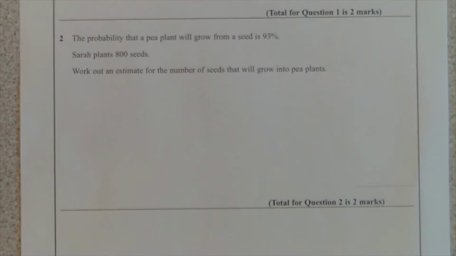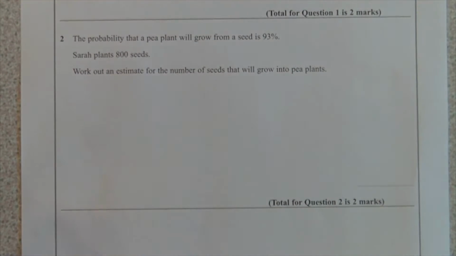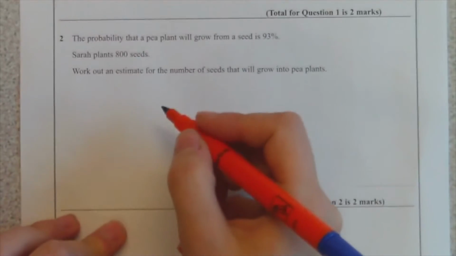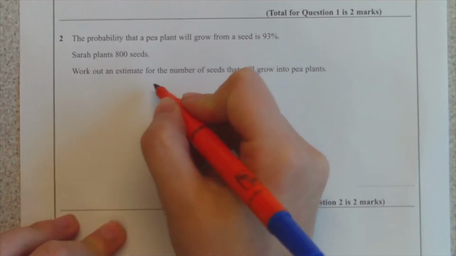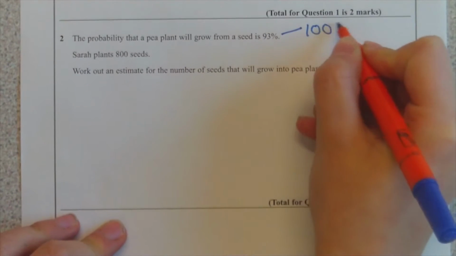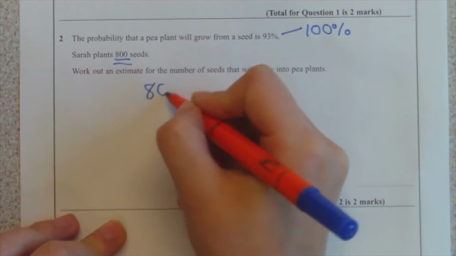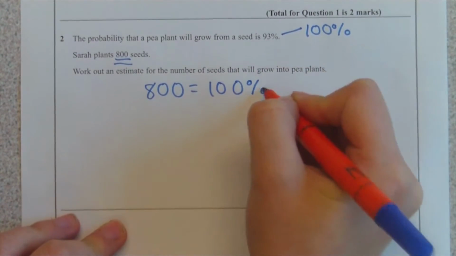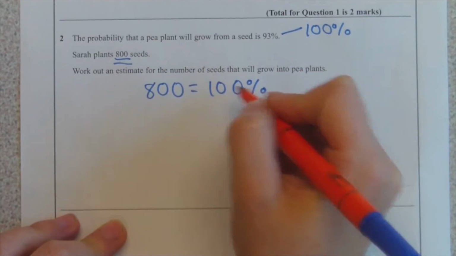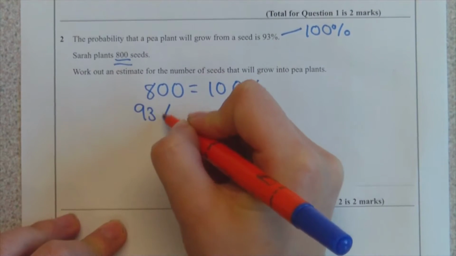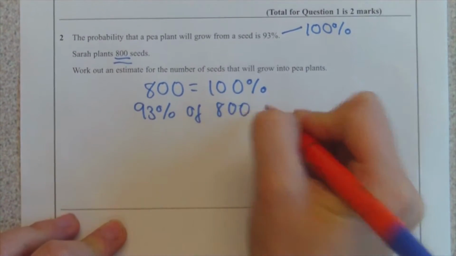Question 2. The probability a pea plant will grow is 93%. Sarah plants 800 seeds. How many seeds are going to grow into pea plants? So we've got percentage of amounts. Percentage is always out of 100, okay? I haven't got 100 here, I've got 800. But my total amount, all the seeds, is 100%, so I've got 800 seeds in total. I need to find out 93% of 800.